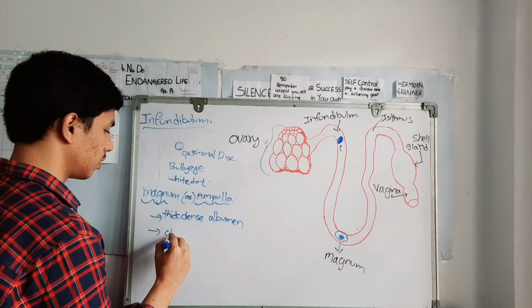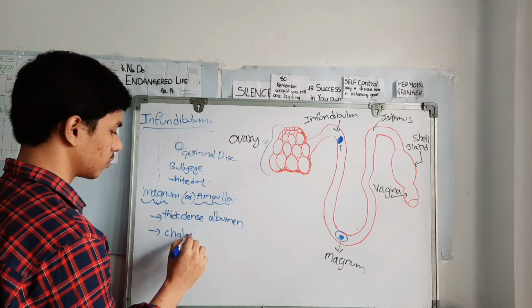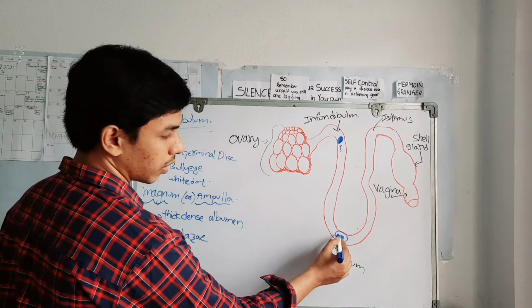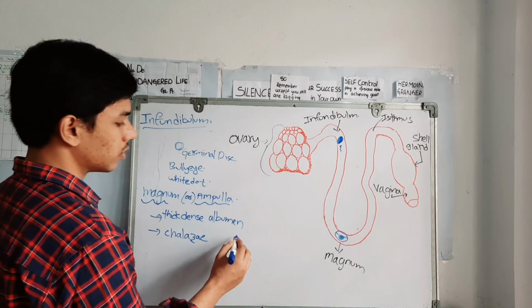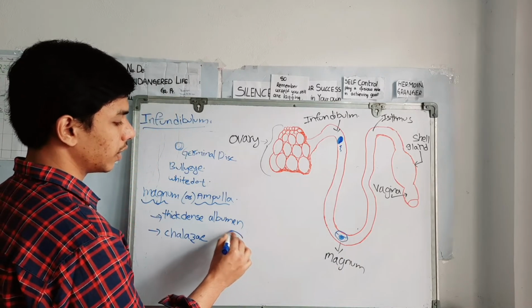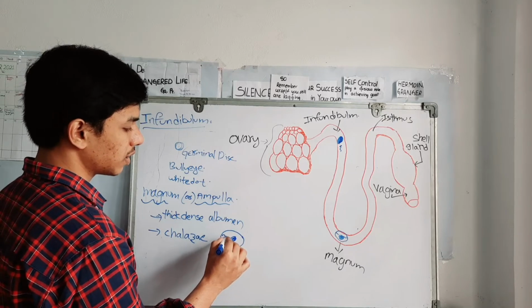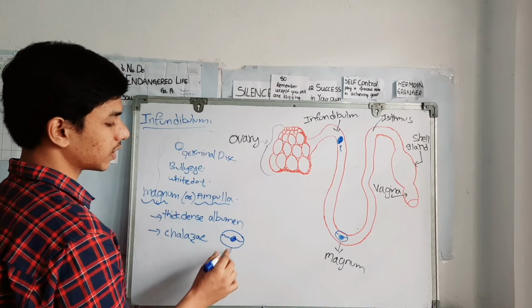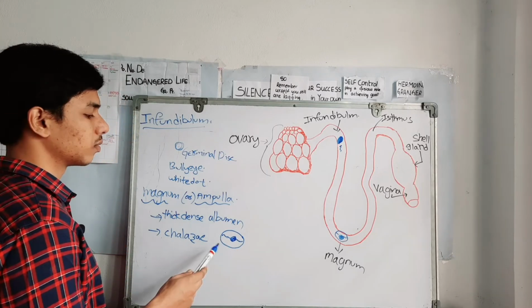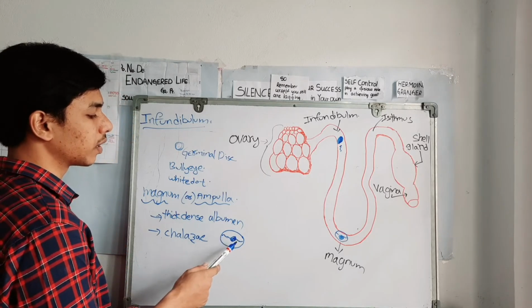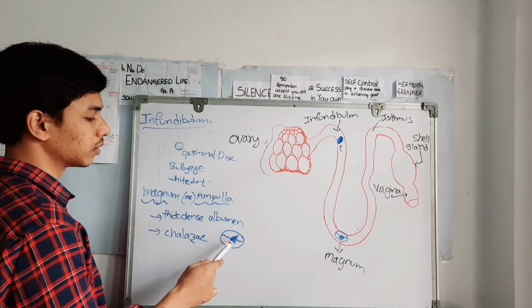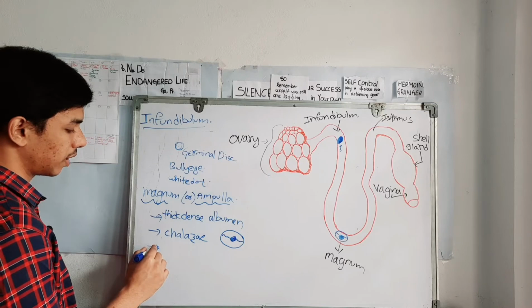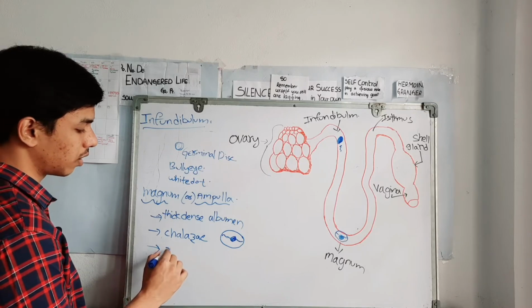Chalaza is formed in front and back of the yolk. Suppose this is the yolk and this is the albumen. Chalaza is formed in front and back. It's a thread-like structure. The chalaza suspends the yolk in the center of the albumen. In the magnum, the yolk spends about 3 hours.